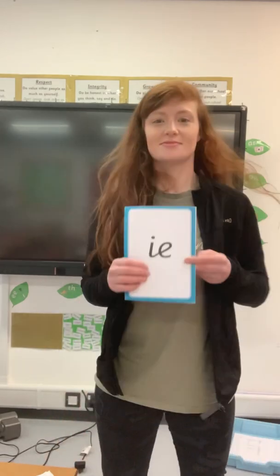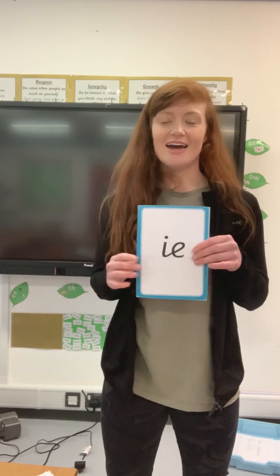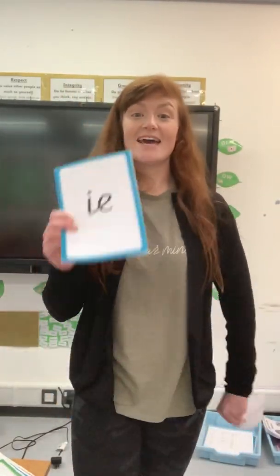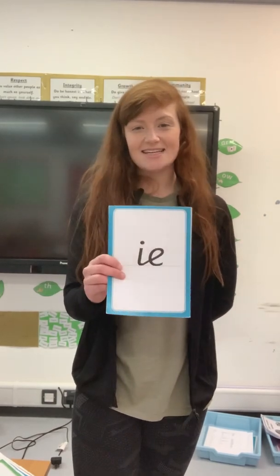Oh, what's it going to be? Tighten my tie. I. Tighten my tie. I. Fantastic. See whether you can now write our digraph today. How am I writing that? See whether you can write it down. Pause this video. So we're spelling our digraph today, I and E together.